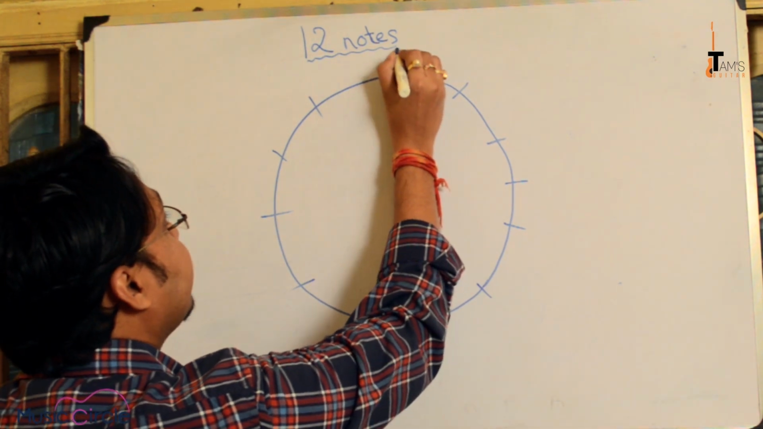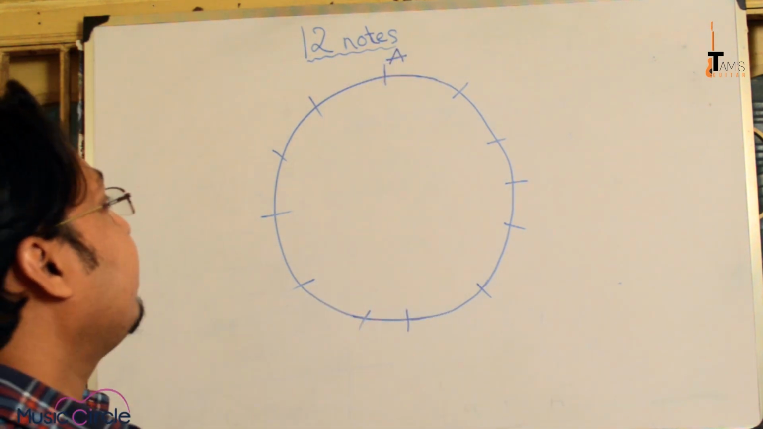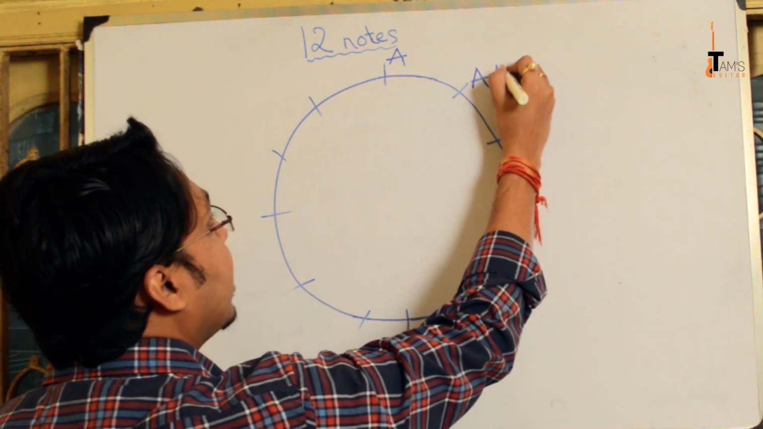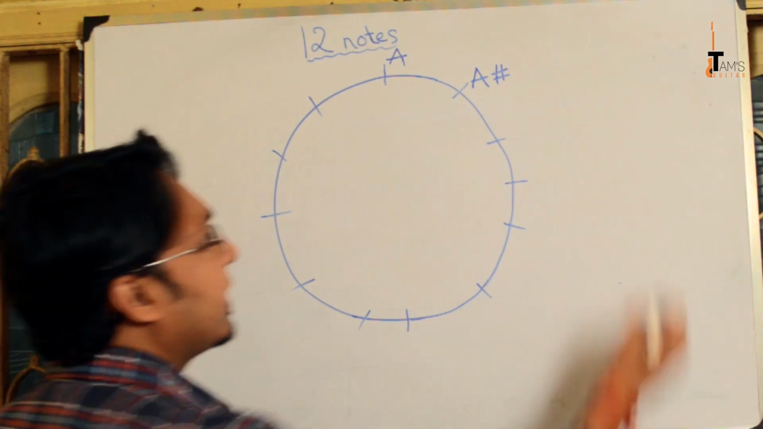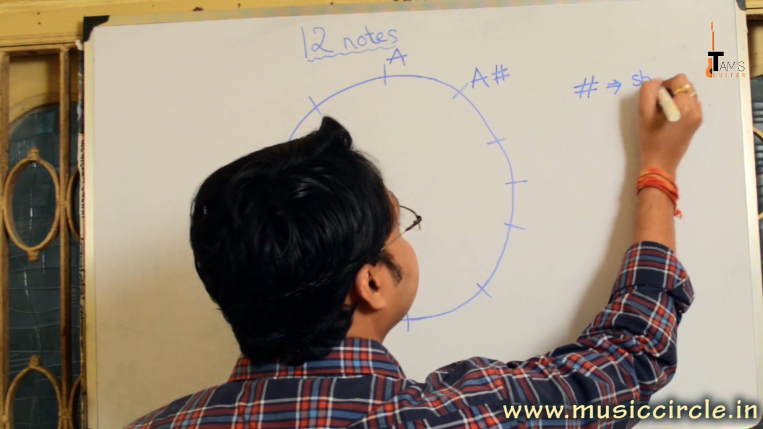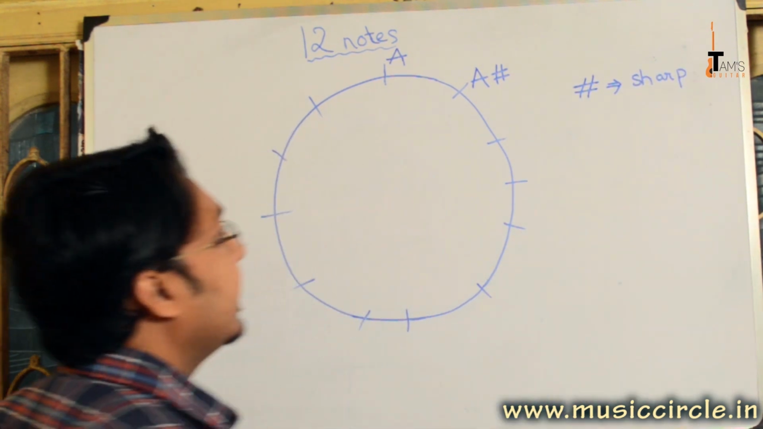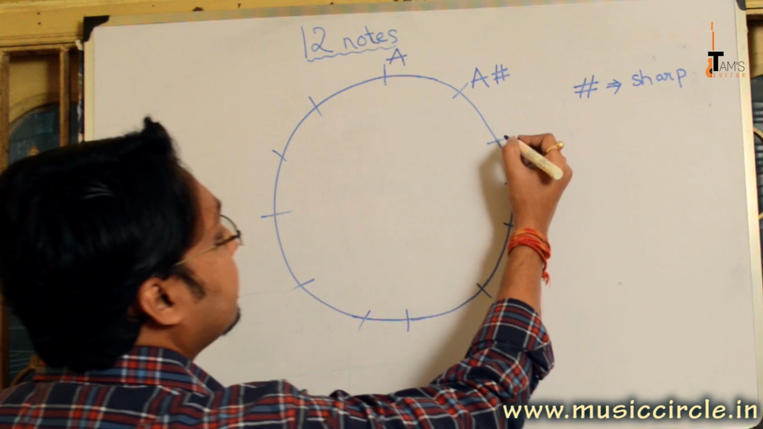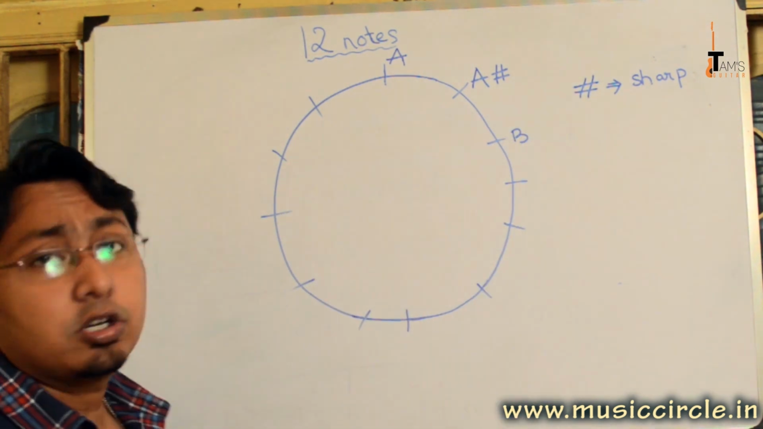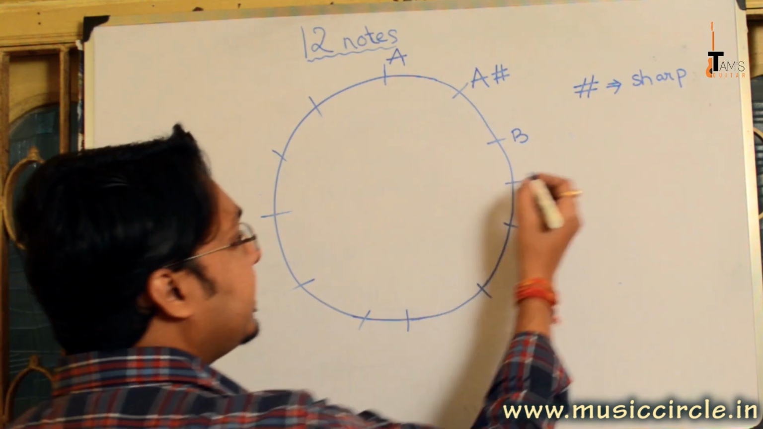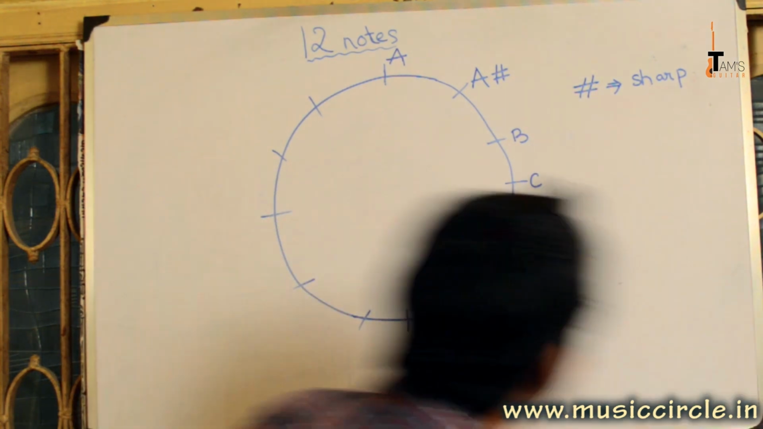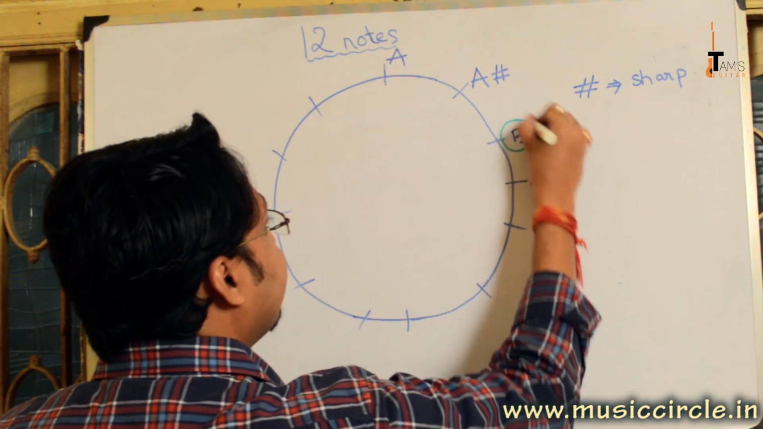So this is A, right? And after A we have A sharp. We write sharp like this with the hash sign. Okay, this is sharp. And after A sharp we've got B, and after B we've got C. You have to remember this: after B we don't have any B sharp, we have C directly. So I'll mark the notes that don't have a sharp.